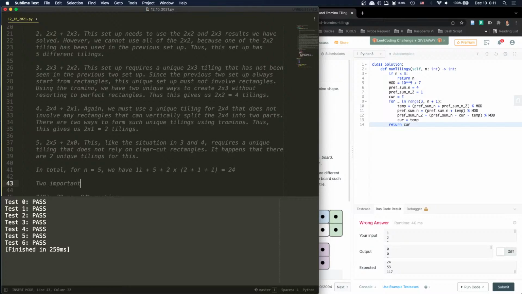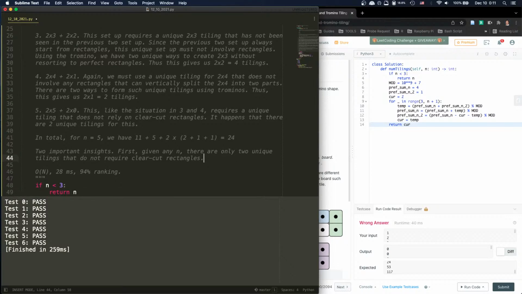Now, two important insights. First, given any n, there are only two unique tilings that do not require clear-cut rectangles. Both involve terminals at either end of the floor. Right?